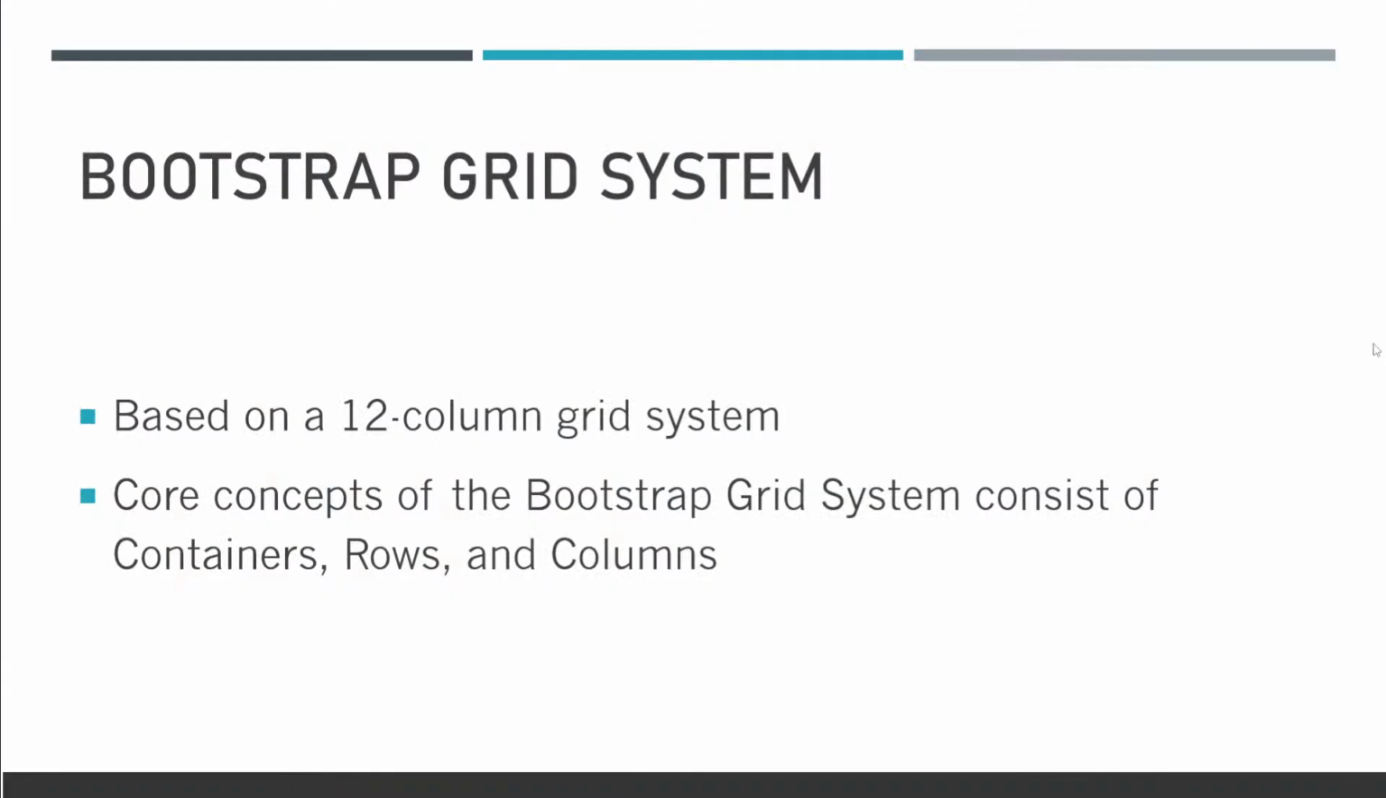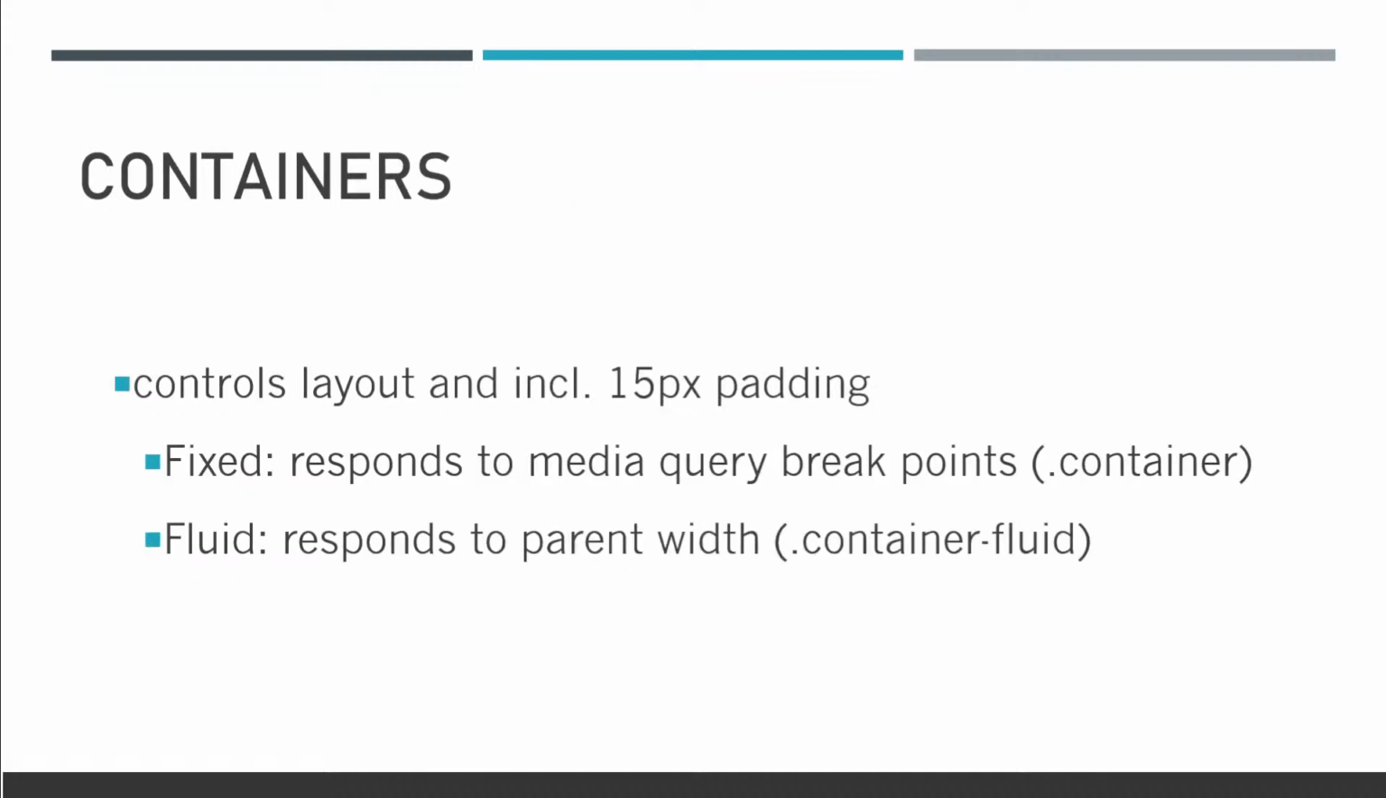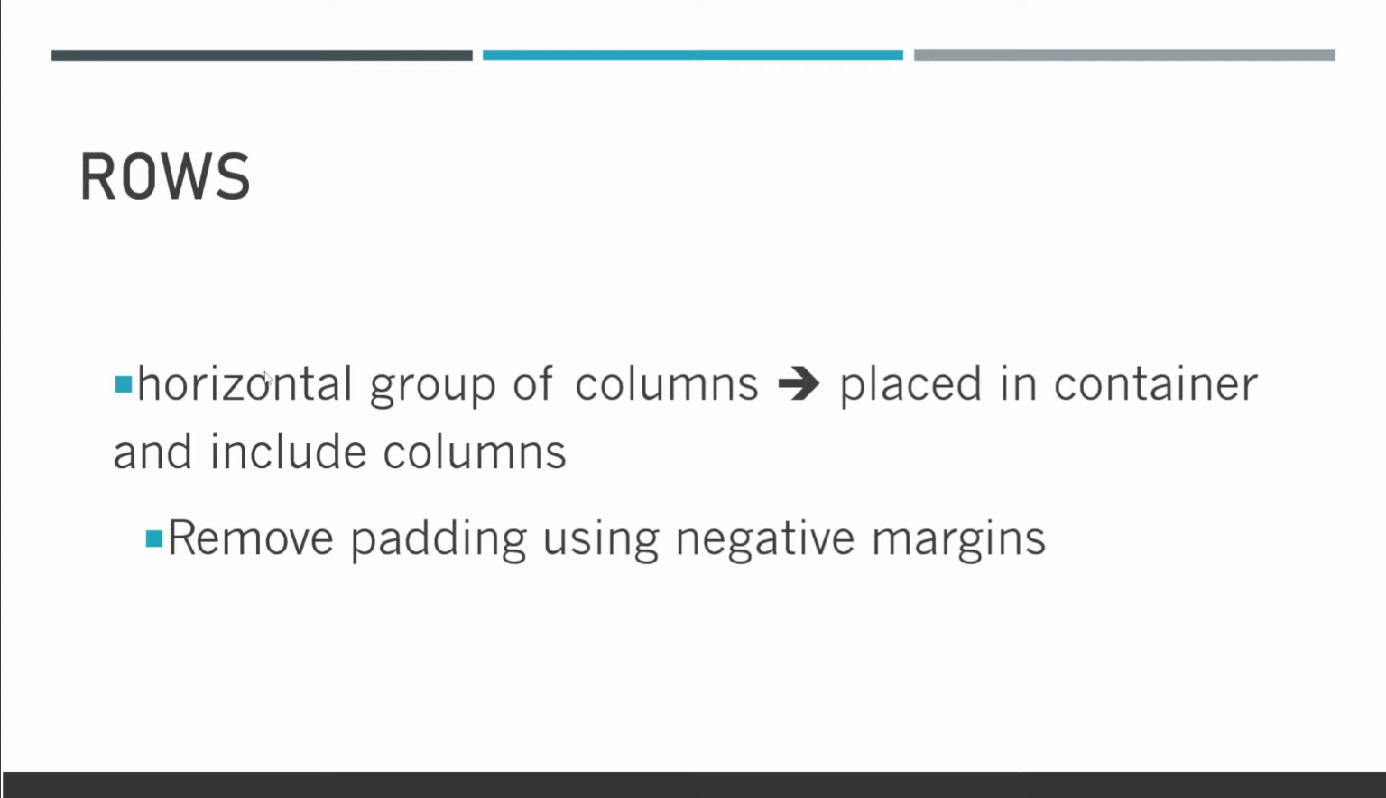So that's the first of our 3 parts that we need for our CSS grid system. The first of our 3 parts is our container. If we look back at that slide, we said we have containers, rows, and columns. So that's our container.